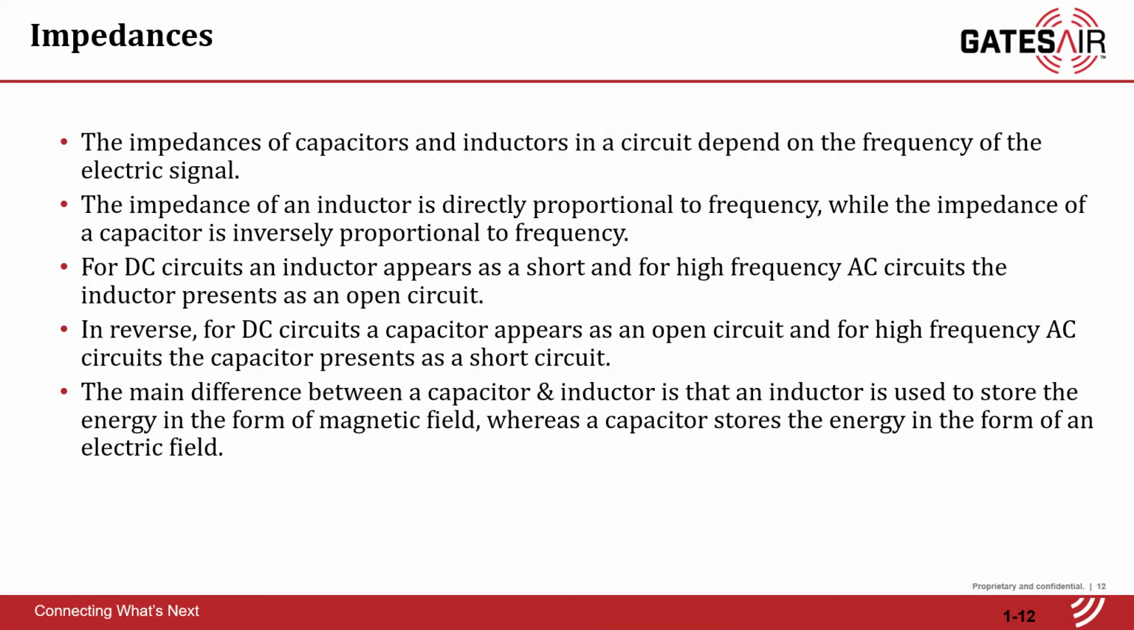Impedances of capacitors and inductors in a circuit depend on the frequency. The impedance of an inductor is directly proportionate, whereas a capacitor is inversely proportionate to the frequency. For DC circuits, an inductor appears as a short, and the impedance goes up as the frequency goes up. Inversely, a capacitor appears as a DC open, and the impedance goes down as the frequency goes up. The main difference between a capacitor and an inductor is that the inductor uses stored energy in the magnetic field, whereas a capacitor stores energy in the electric field.